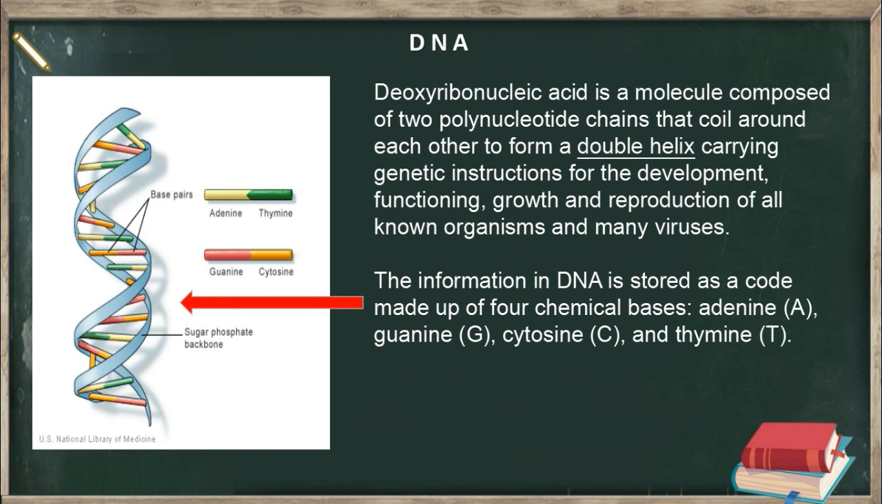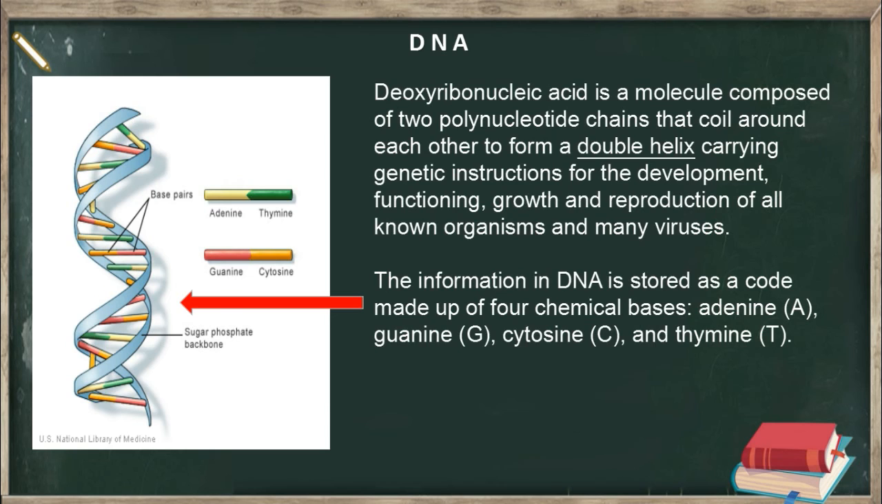Deoxyribonucleic acid is a molecule composed of two polynucleotide chains that coil around each other to form a double helix, carrying genetic instructions for the development, functioning, growth and reproduction of all known organisms and many viruses.